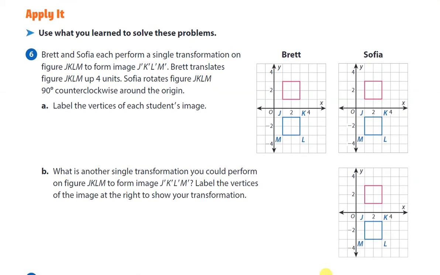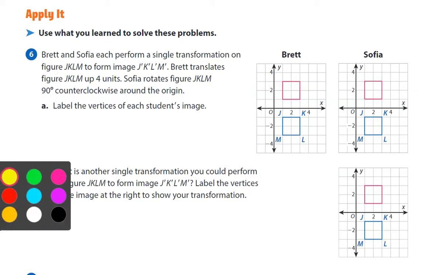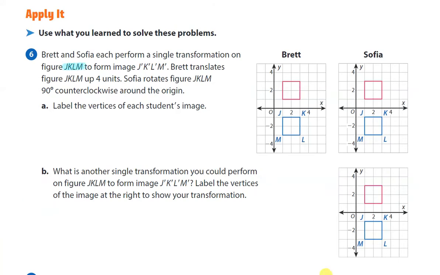So Brett and Sophia each perform a single transformation on figure JKLMN to form image J prime, K prime, L prime, M prime. Brett translates the figure up. He translates the figure up 4 units. Sophia rotates the figure 90 degrees counterclockwise around the origin. Very specific information. Label the vertices for each student's image.